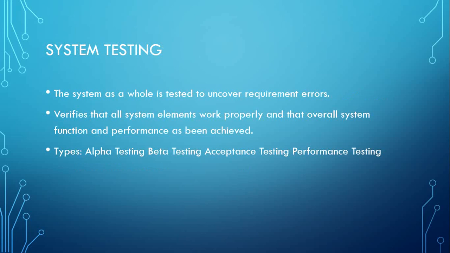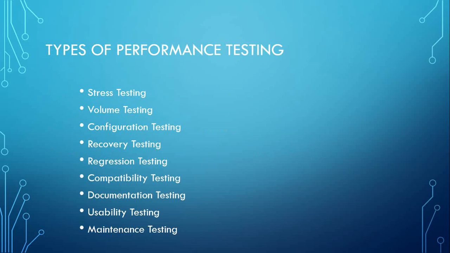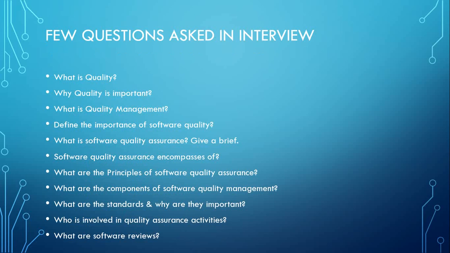Next is system testing, where the system as a whole is tested to uncover requirement errors, verify that all the system elements work properly, and check that the overall system function and performance are achieved. The types of performance testing are categorized below: stress testing, volume testing, configuration testing, recovery testing, regression testing, compatibility testing, document testing, and usability and maintenance as well.